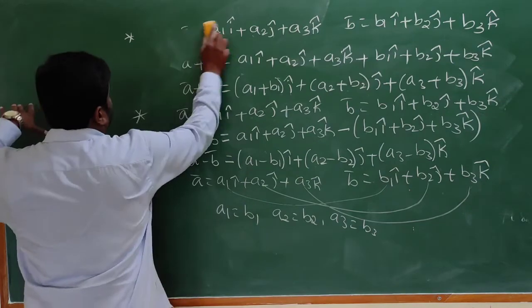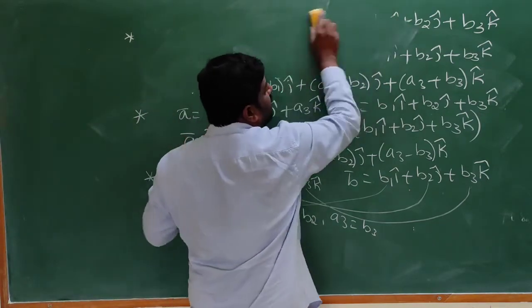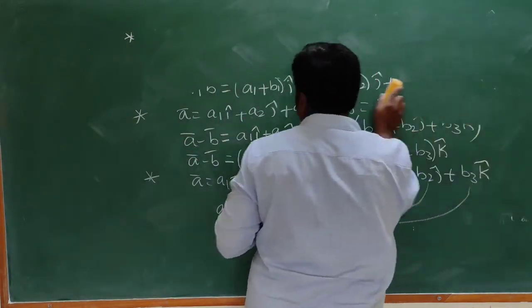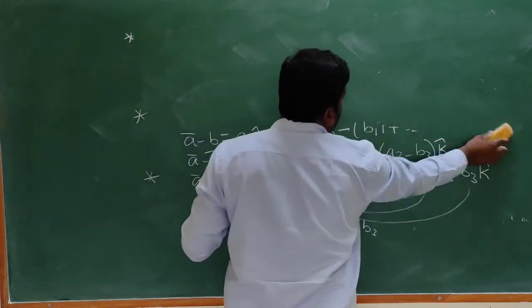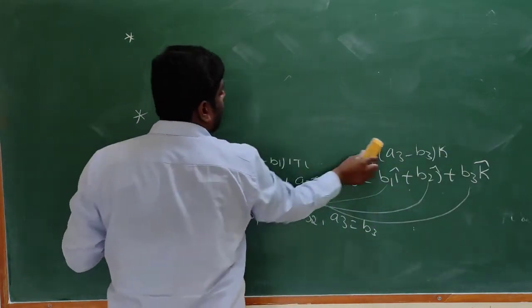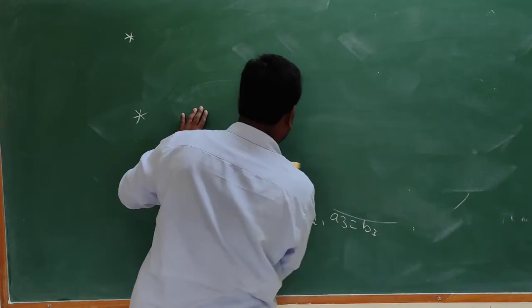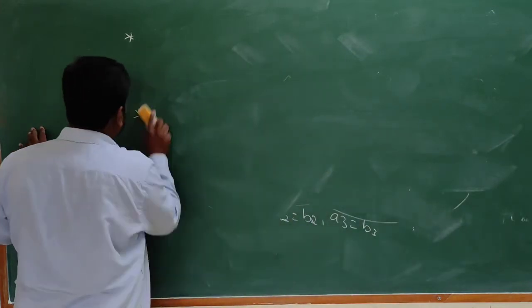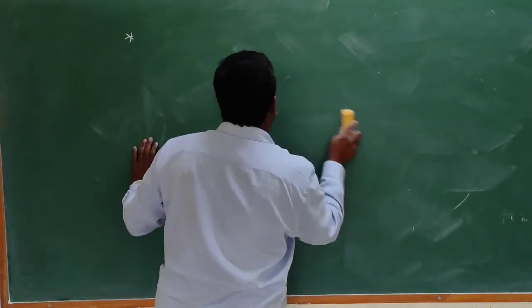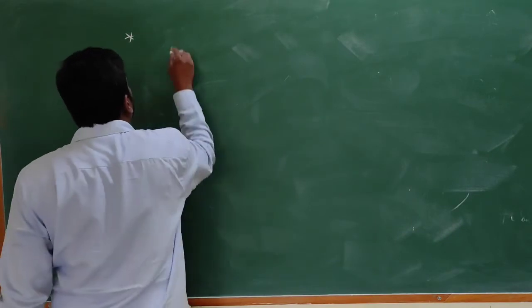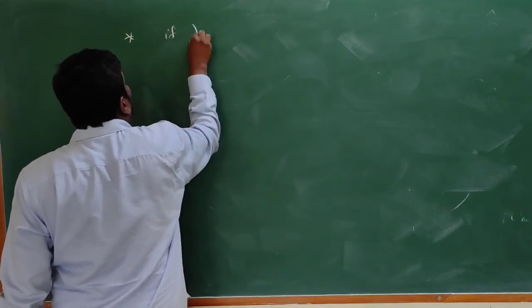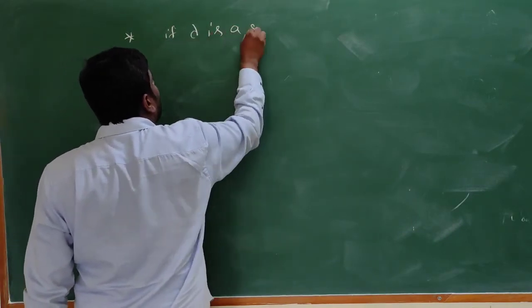Next one. Suppose multiplication by a scalar. Multiplication by a scalar, what will come? Next point: if lambda is a scalar.